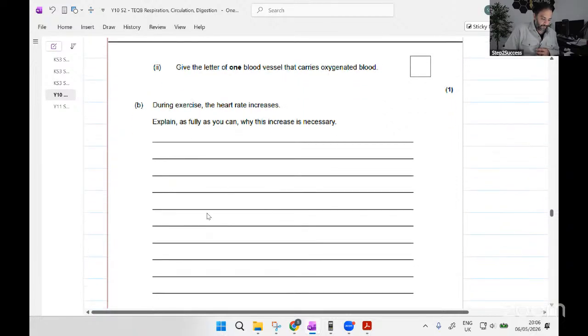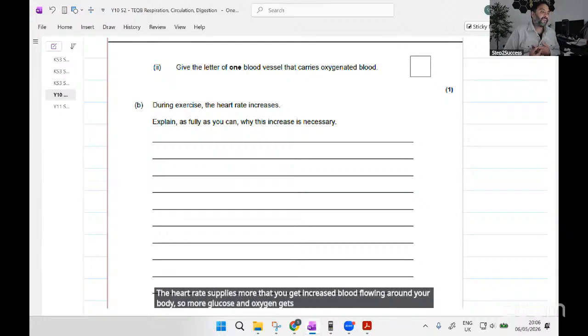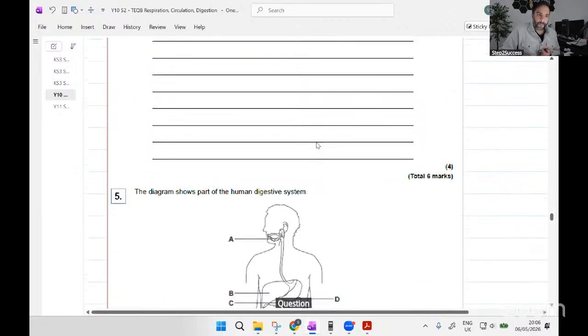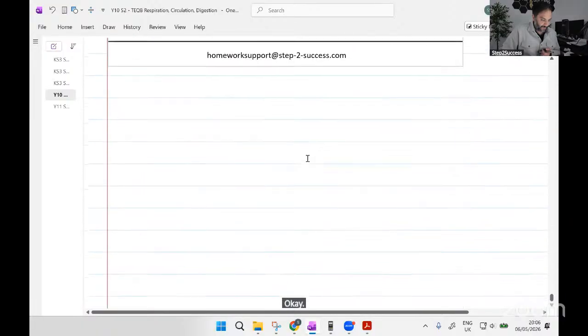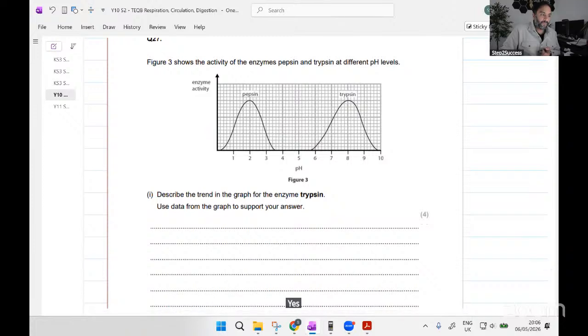That's the same question, so the answer's the same as well. Which is that the heart rate increases blood flowing around your body, so more glucose and oxygen gets transferred around your body. You get faster respiration, more energy released. That's it. It's the same question. Okay. And all of 27. Was 27 the thing at the end? Yes.